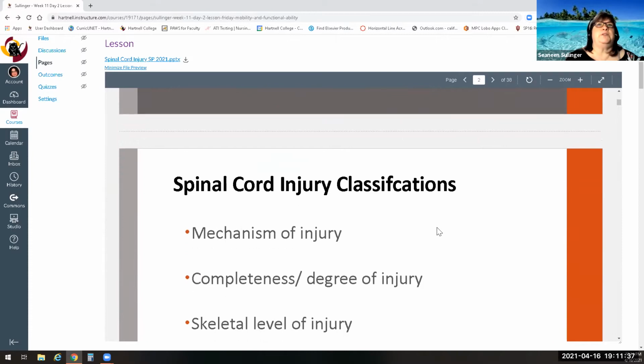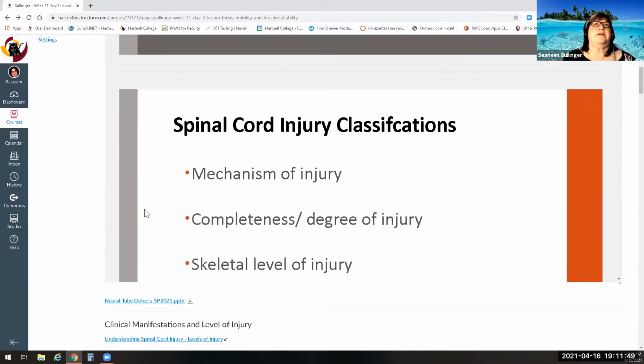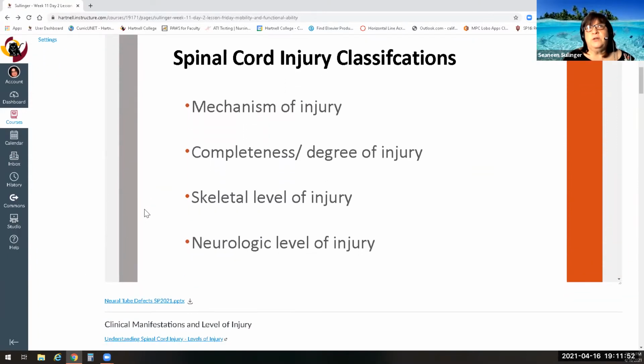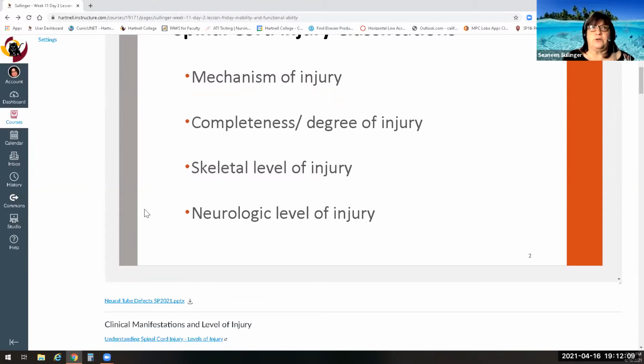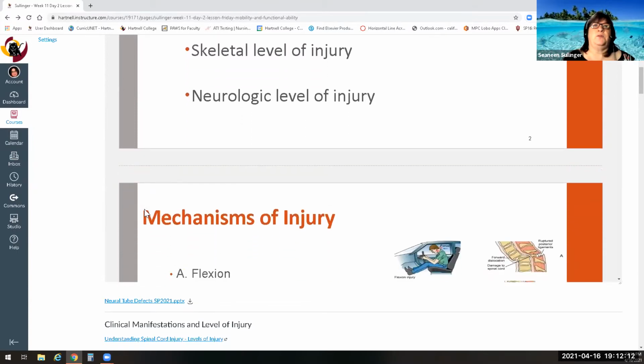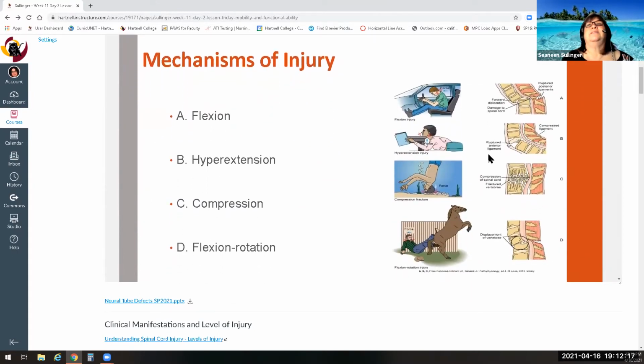All right. So when you look at spinal cord injury, I guess people think of probably Christopher Reeve as one of the famous people that we know that's had spinal cord injury. But we look in terms of how they were injured, the degree of the injury. So in other words, did the spinal cord get severed? Is it just swollen? Is the lesion halfway through the spinal cord? We look at the skeletal level of the injury. So where in the actual skeleton, the vertebrae, is the injury. And then we also look at the neurological level of the injury.